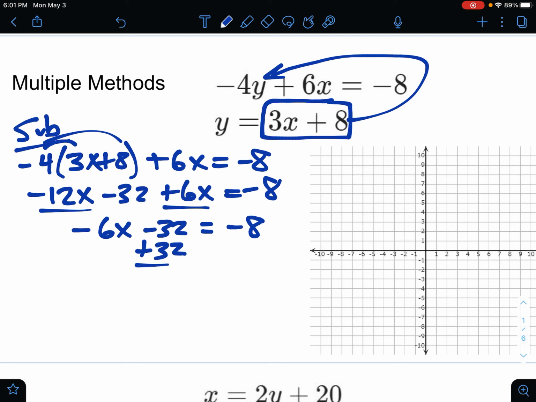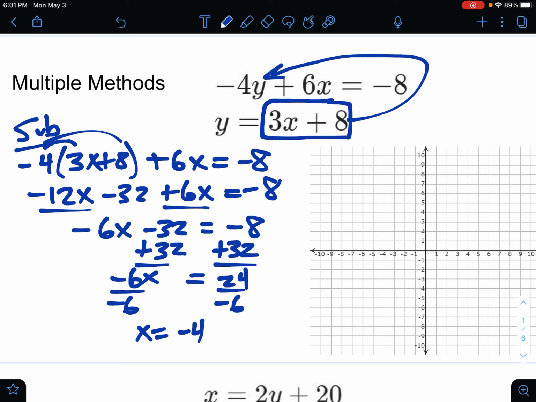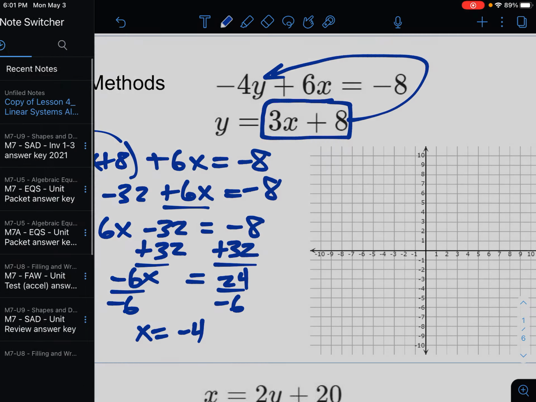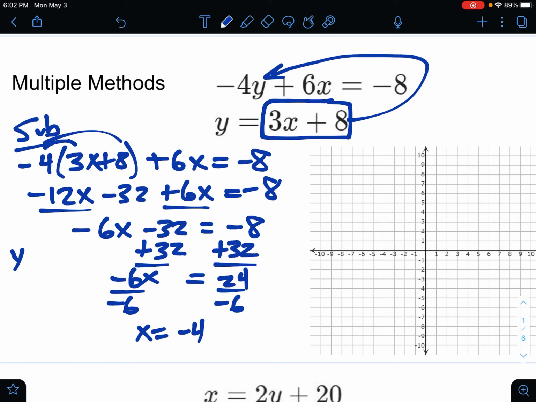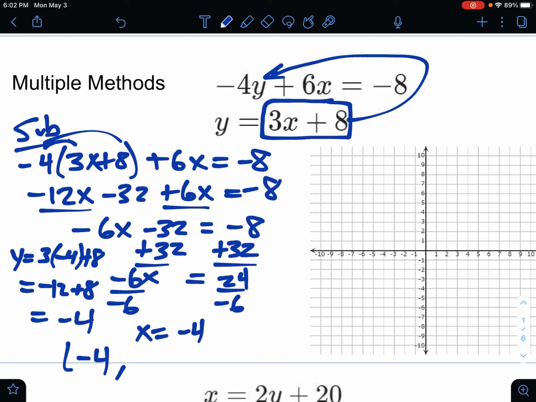Two-step from here. So 24 equals negative 6x. So dividing by negative 6 gives us x equals negative 4. As always, we've got to find the y as well. So we're going to take negative 4, plug it back in where x is to find y. So y equaling 3 times negative 4 plus 8 would be negative 12 plus 8, which is actually also negative 4. So our solution using substitution here is negative 4, negative 4.